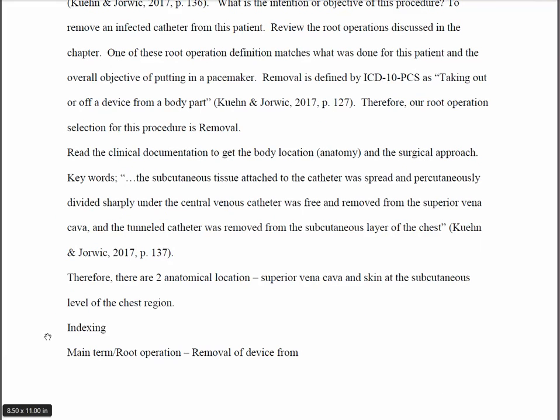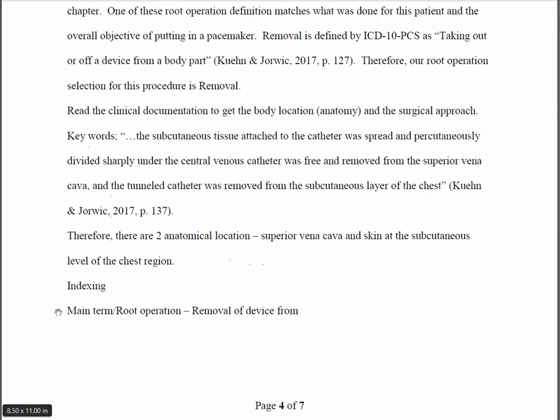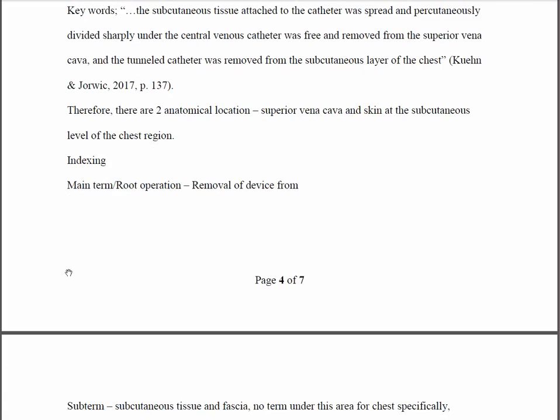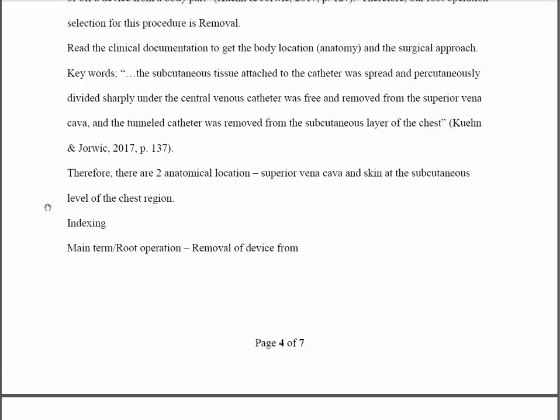Therefore, we have 2 anatomical locations. We have the superior vena cava, which is a vein, a very large vein near your heart, and the skin at the subcutaneous level of the chest. You can code these in either order. In this case, I coded the chest first.